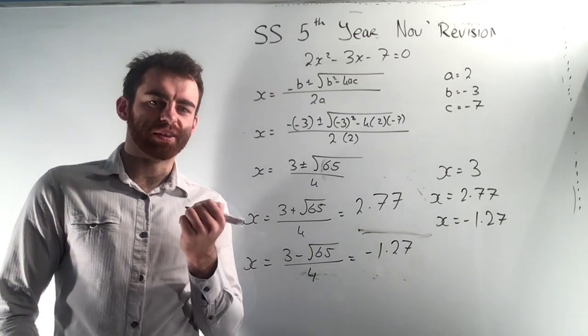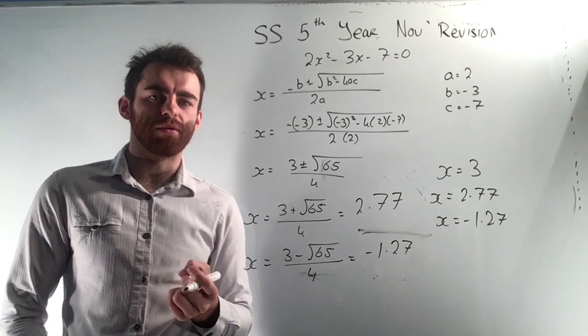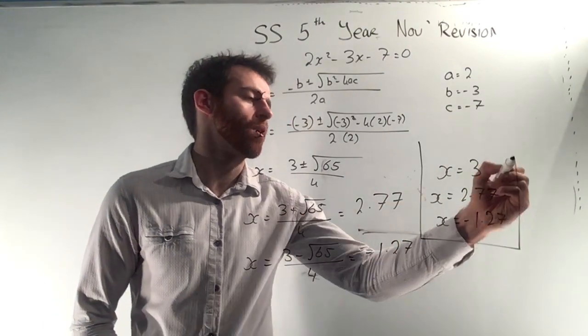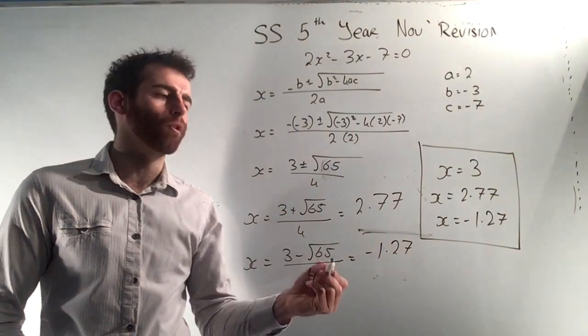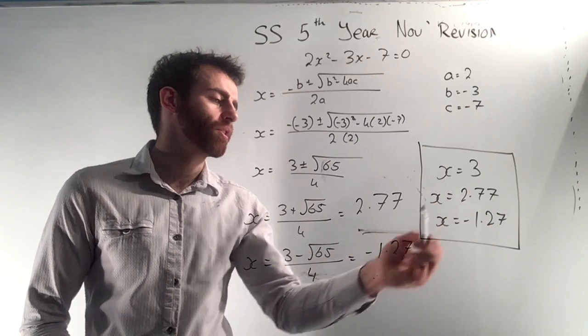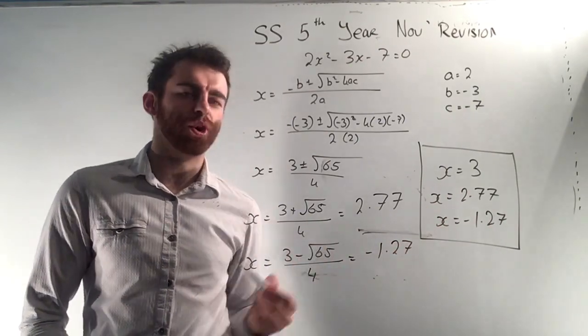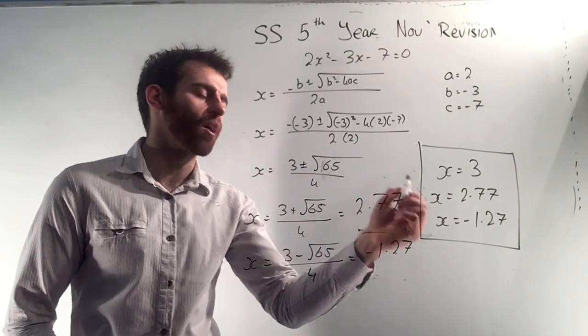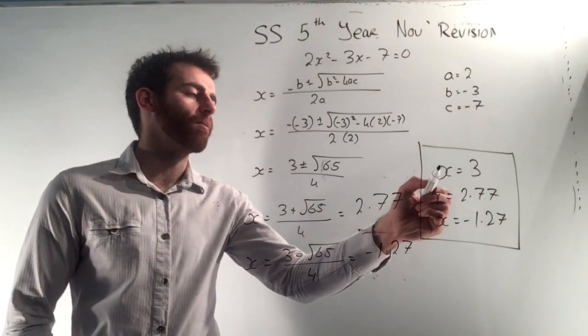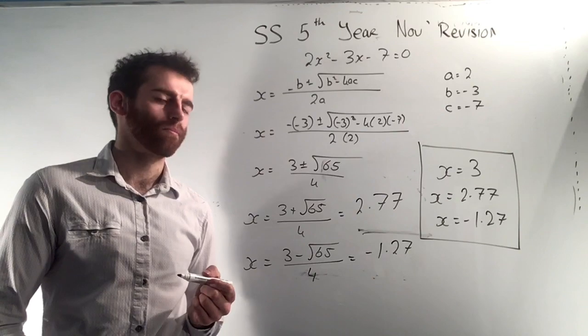So the question said to solve the cubic, and we've now found our 3 roots. So the very last thing you should write down are the 3 roots. And make sure you write them in the form of roots. So the roots of this cubic are x equals 3, x equals 2.77, x equals minus 1.27. So when it asks to solve, solve means find the roots or find the value of x, and my 3 roots in this case are there.